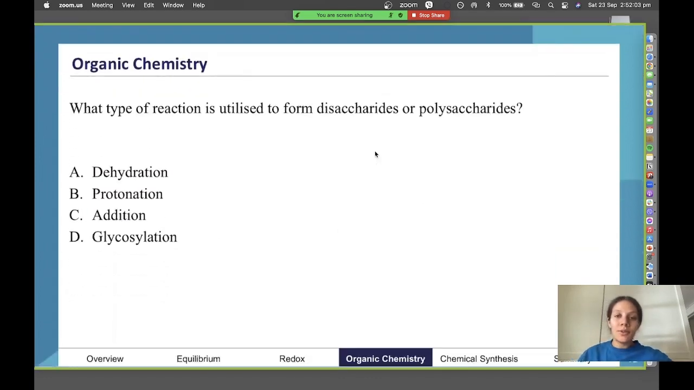Okay, cool. So what type of reaction is utilized to form disaccharides or polysaccharides? Let's have a look at the options we've been given: protonation, glycosylation, addition, dehydration. Definitely what we don't have is addition.